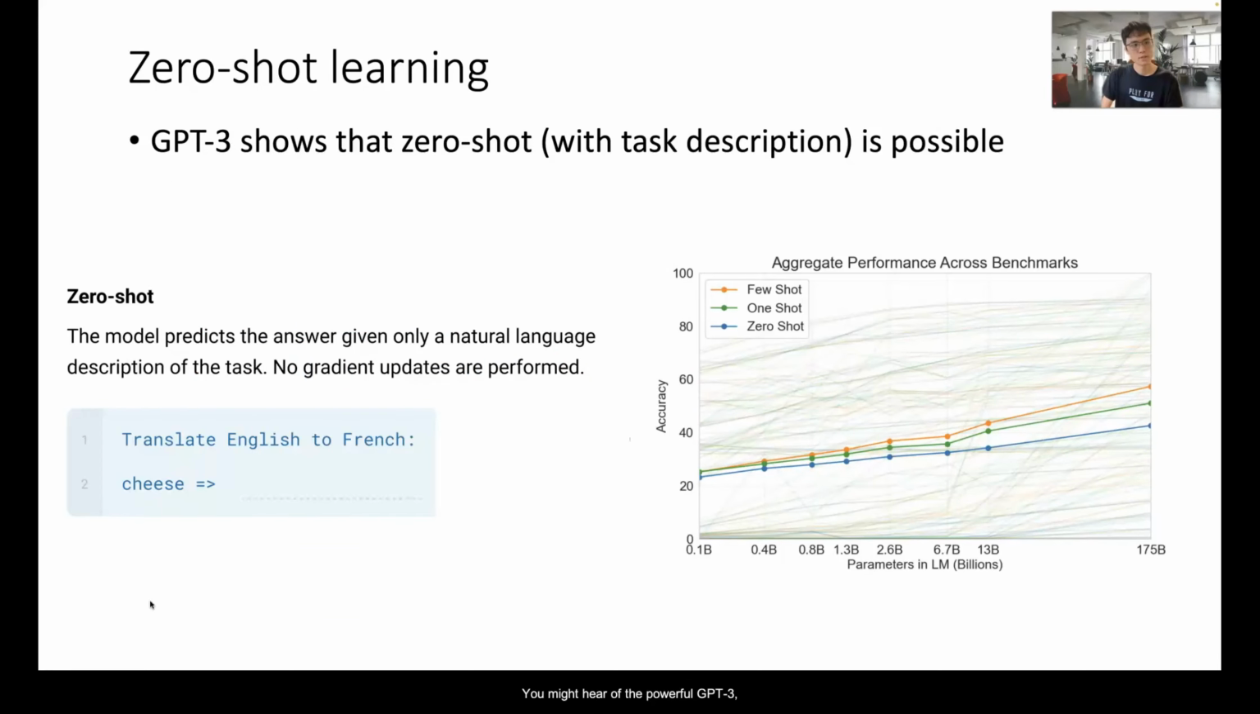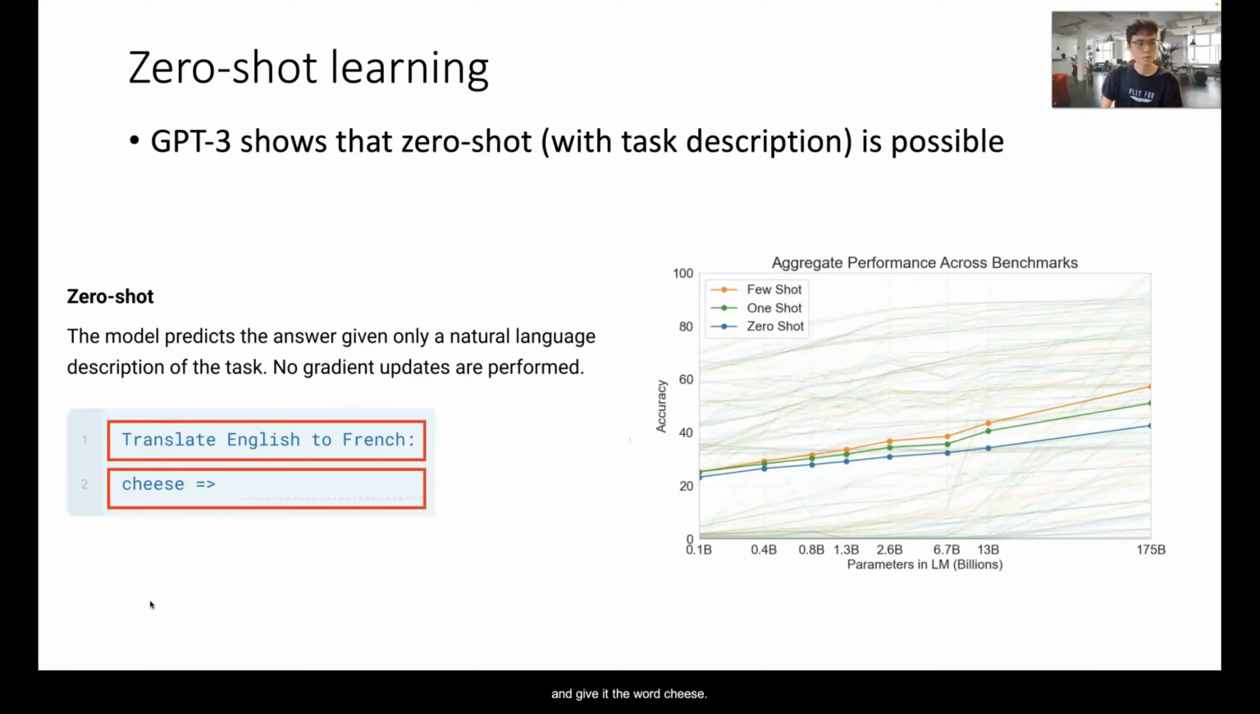You might have heard of the powerful GPT-3, which can perform zero-shot inference when the task description is given. For example, just tell GPT-3 to translate English into French, and give it the word cheese. Quite surprisingly, GPT-3 can generate cheese in French.